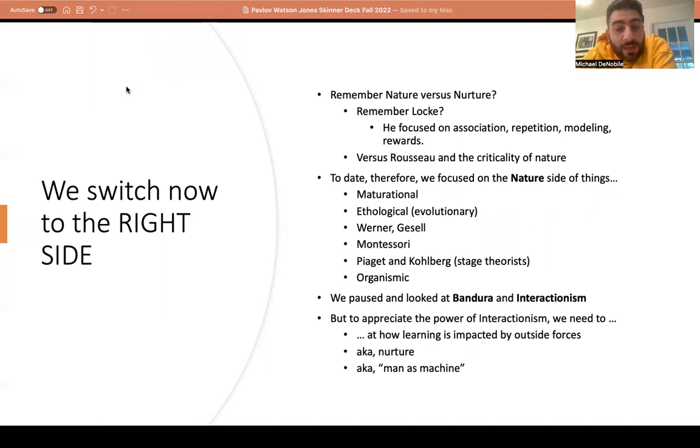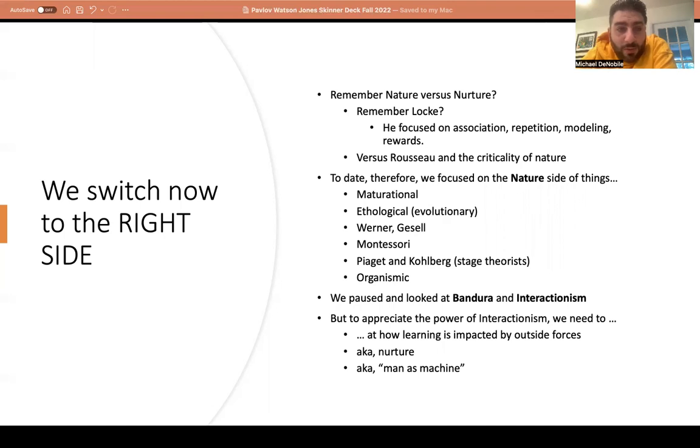We paused and looked at Bandura and interactionism between the two, and now we're shifting to the far right on our scale. To appreciate interactionism, we need to know about how learning is impacted by outside forces, also known as nurture, and looking at man as a machine, or the mechanistic model of learning.